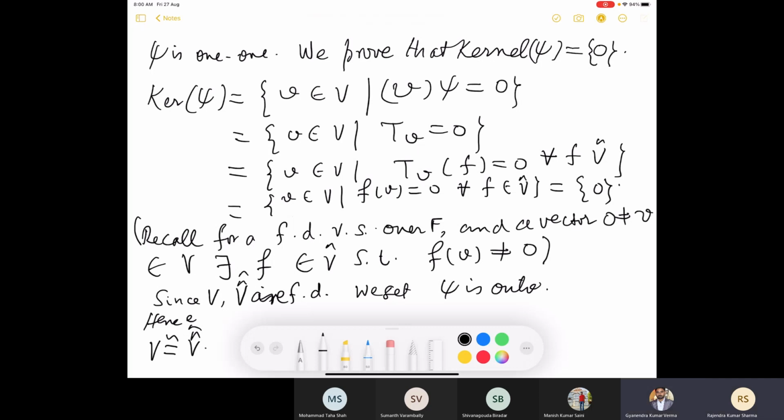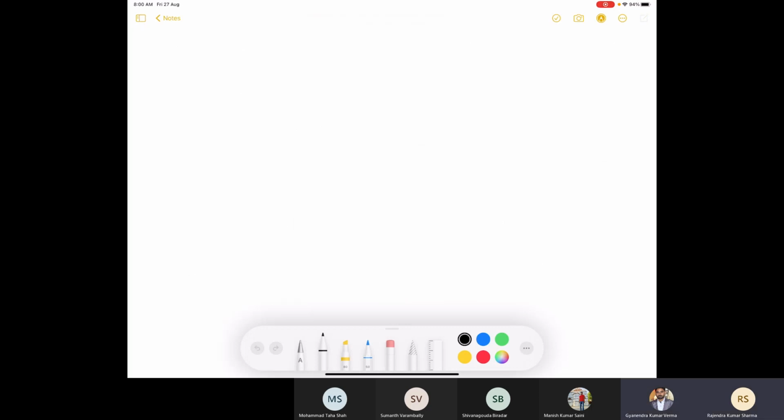We proved that, so recall what we have done is Hom(V, W), where V and W are finite dimensional vector spaces. In that case, Hom(V, W) is also a finite dimensional vector space, and this is the set actually of all vector space homomorphisms of V into W.